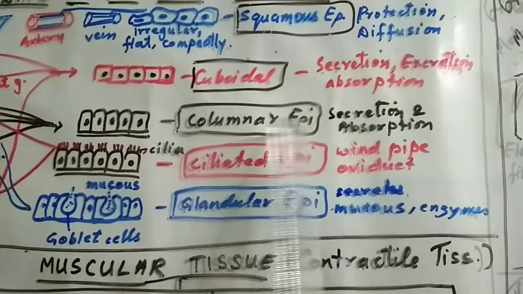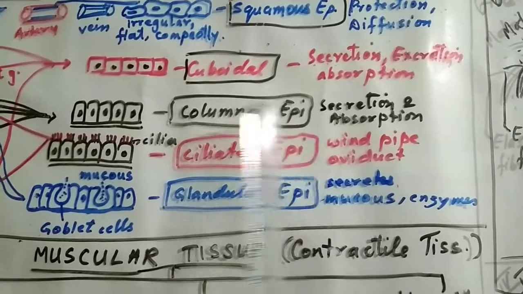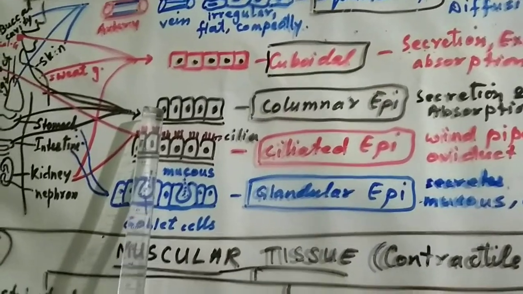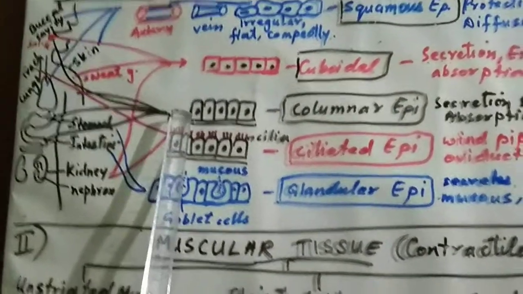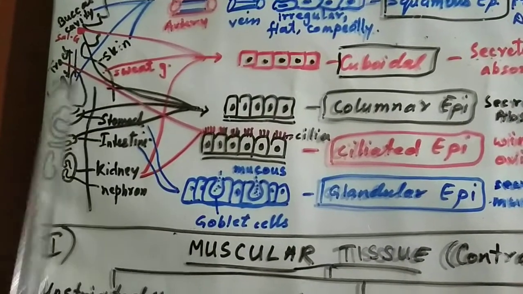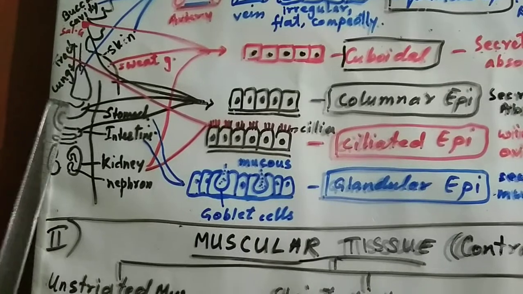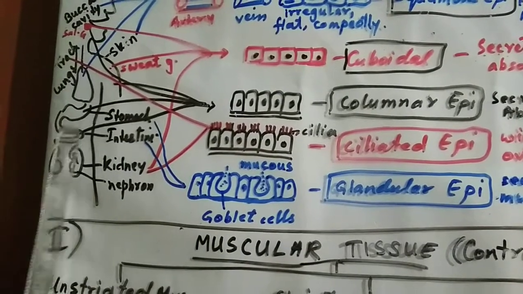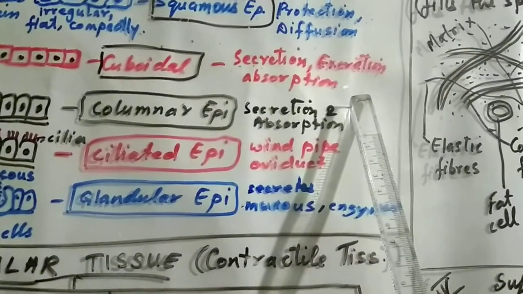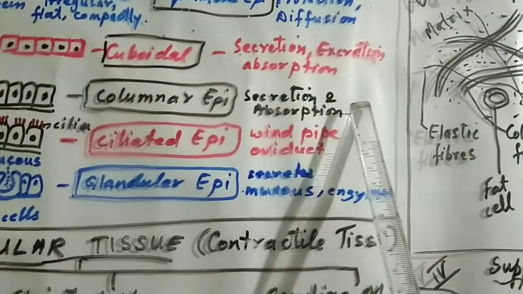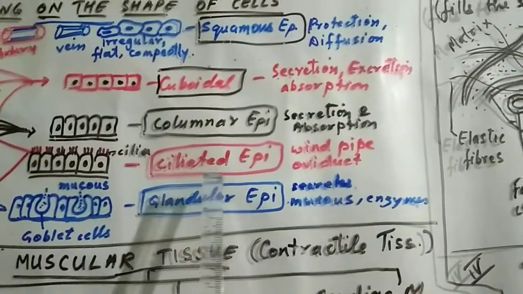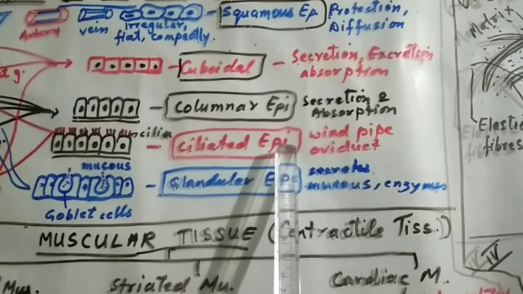The third type is called columnar epithelium. As it says, column-like, they are rectangular in shape. And where are they located in our body? They are generally located in the sweat glands, in the stomach, digestive system, intestine. Now, the function of this columnar epithelium is that they help in secretion of digestive juices and absorption of the nutrients in the intestine.